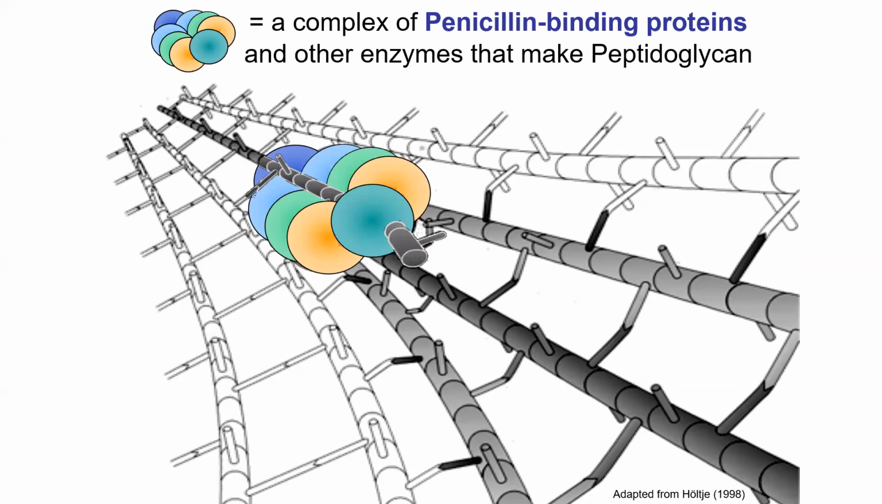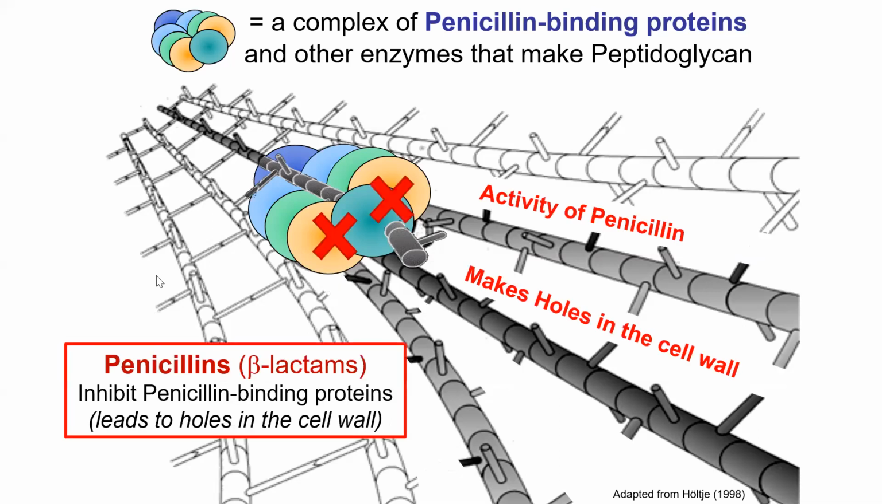And you can see they form a complex, and what they do is they build the new peptidoglycan. And so the question is, what does penicillin do? Penicillin goes in there and disrupts some of the enzymes. And what that does is it leaves holes in the cell wall. And of course, holes in the cell wall leads to poor structural integrity, and the cells literally burst open when they're growing. And so you can see that other term I have, beta-lactam. That's another term for penicillins. And I'll show you some pictures of that in a minute.